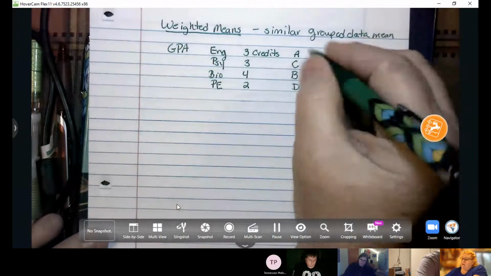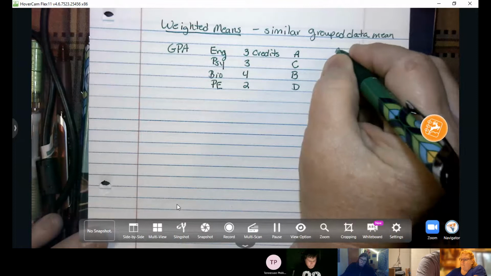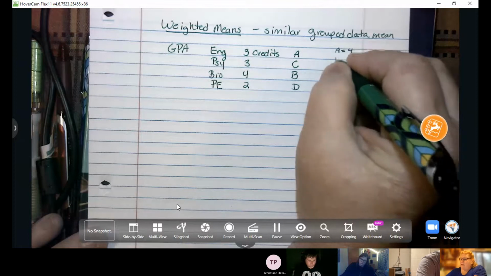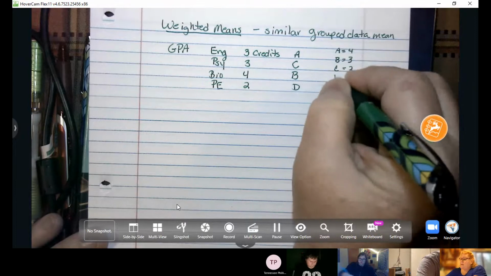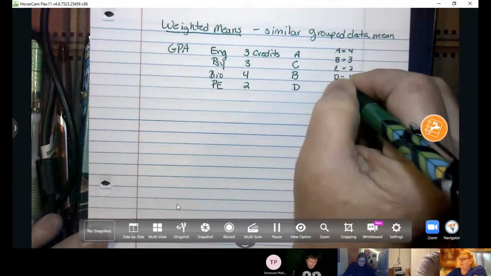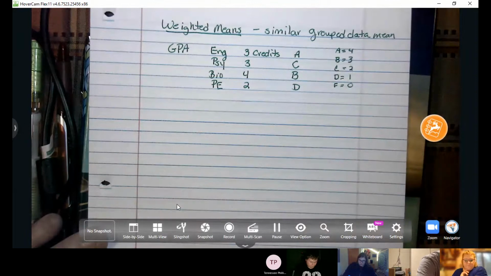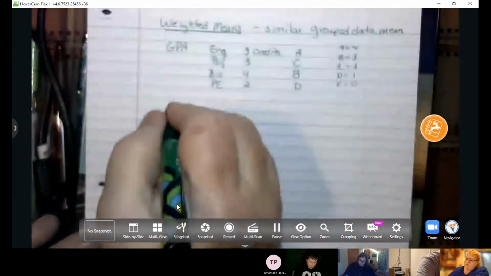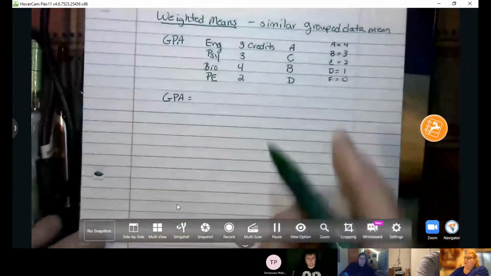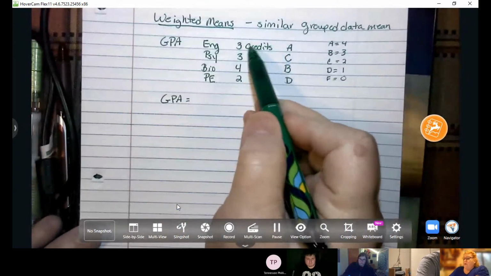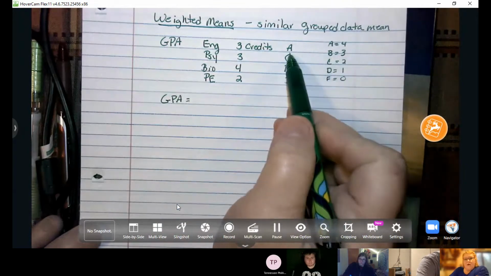So one of the things you need to know is how much does each of the weights mean? So typically, an A is 4 points, a B is 3 points, a C is 2 points, a D is 1, and of course an F is 0 points. And so to compute your GPA, you will multiply your credit times the value of your grade.